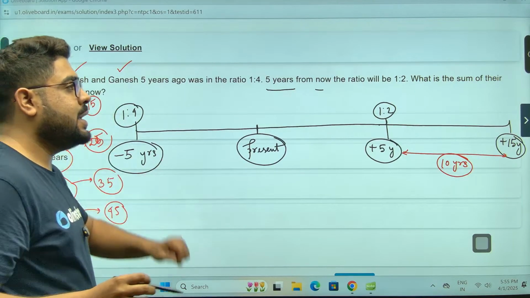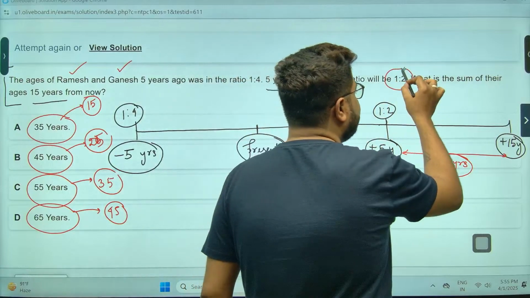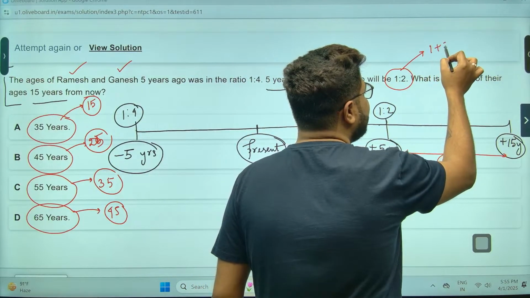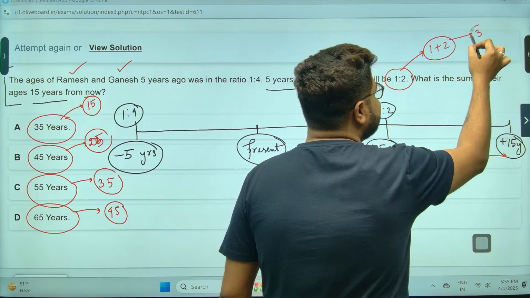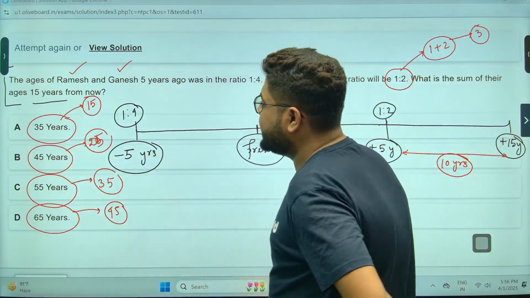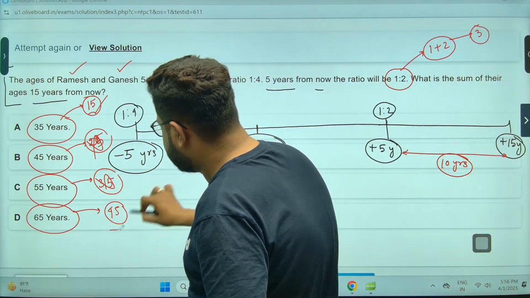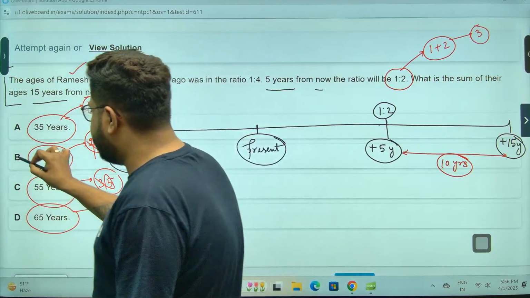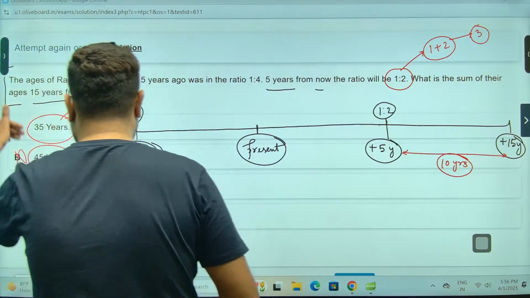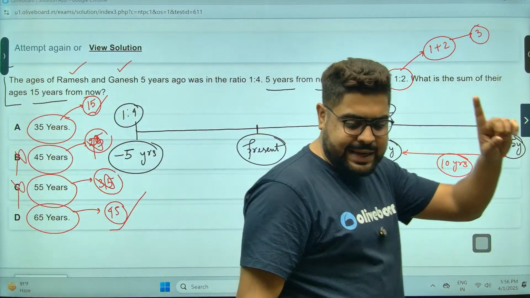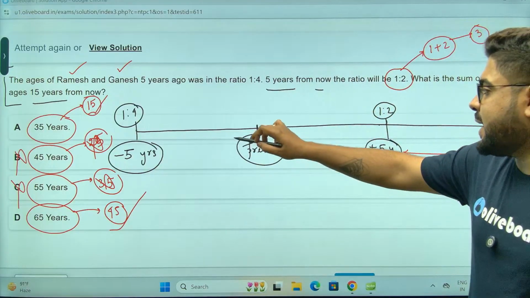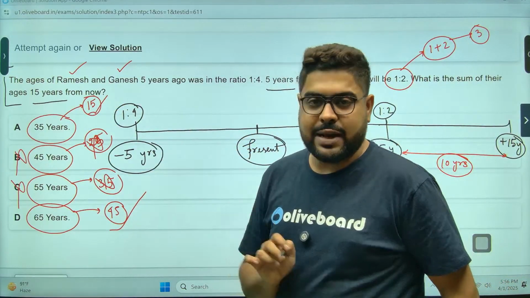This is the sum. The ratio is 1:2, meaning the sum is 1 plus 2, so it has to be divisible by 3. This is divisible by 3. This is not. This is divisible. So I can say B and C cannot be my answer, but A and D both can be.